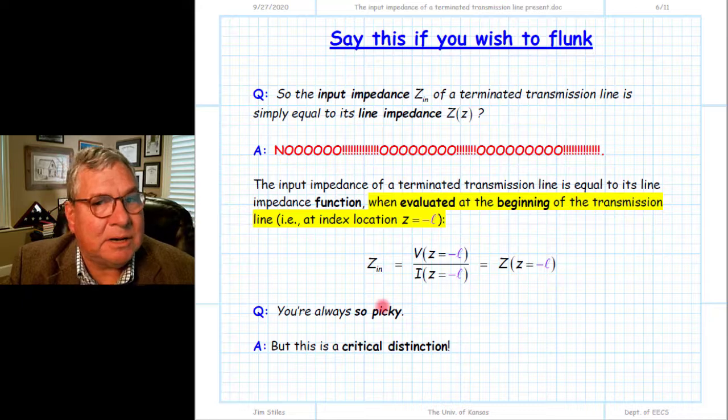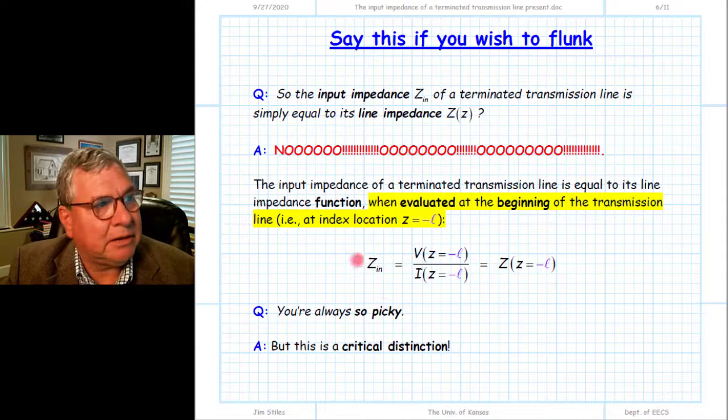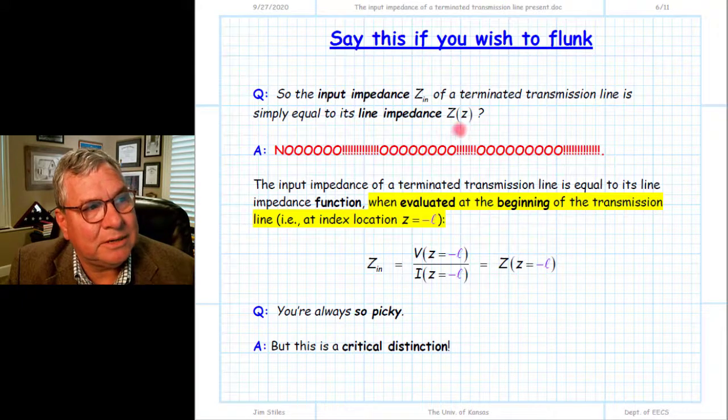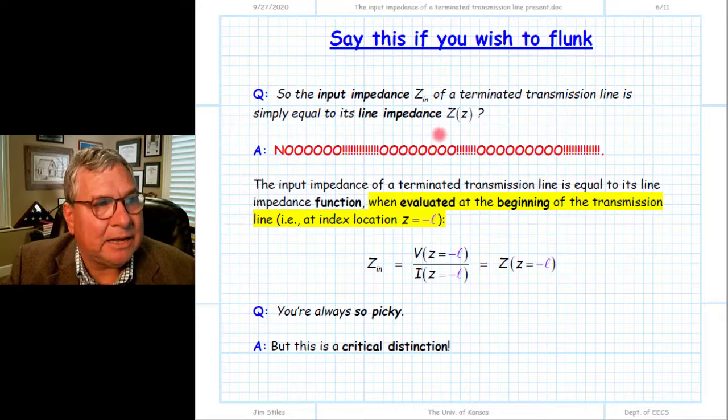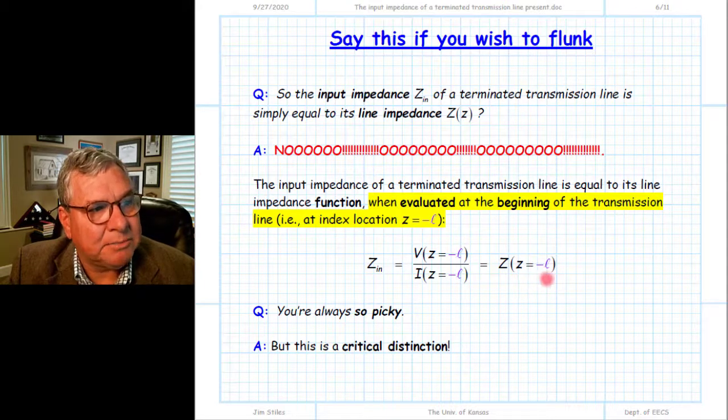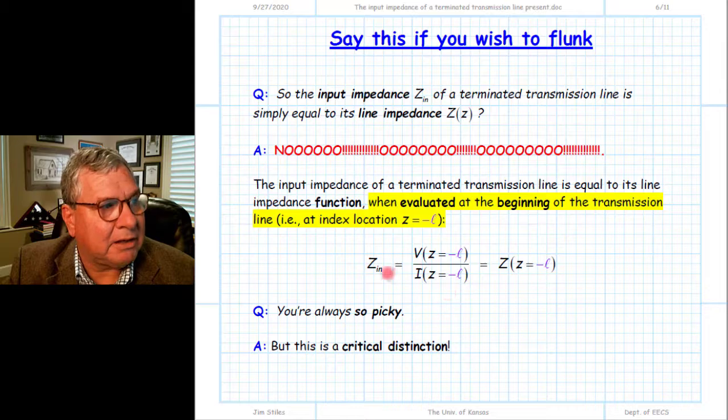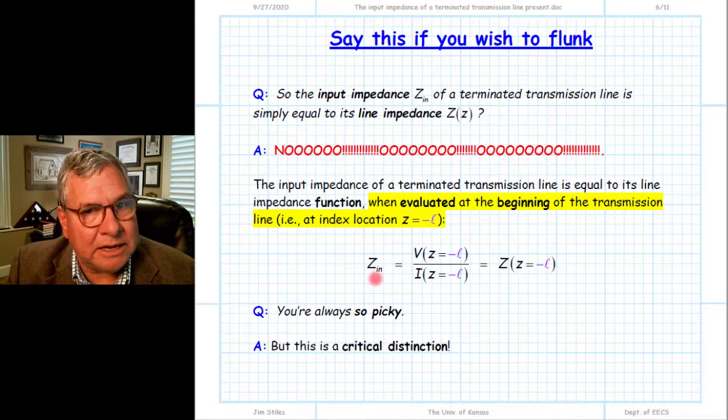And I point this out because frequently I have students telling me that the input impedance is equal to the line impedance function. And again, it's not. We have to evaluate it at one specific value in order to give it the complex number, which is equal to Zin.